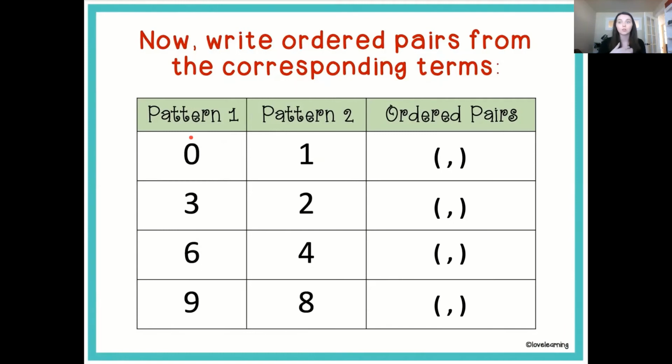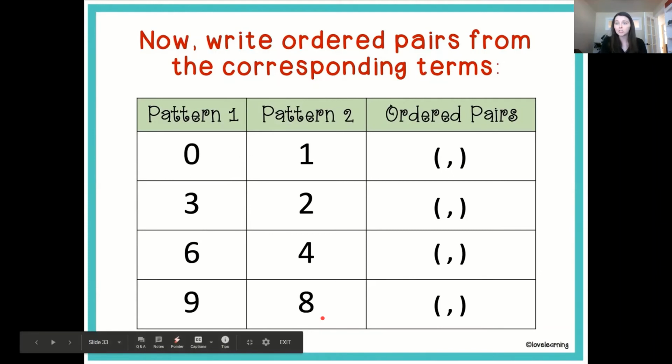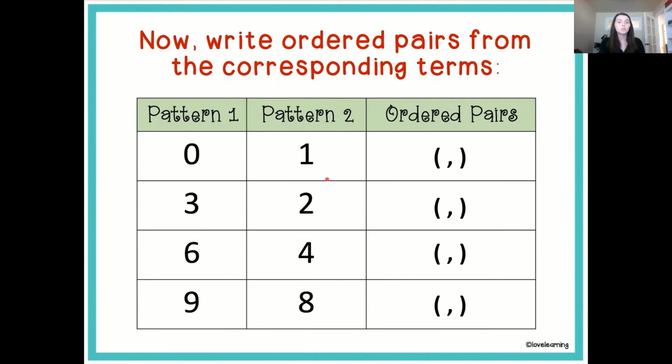Corresponding is like having a conversation or interacting with one another or influencing or having an effect on something or somebody else. So these two numbers, 0 and 1, they influence each other. And 3 and 2 influence each other. 6 and 4, maybe they're having a conversation. And 9 and 8, they're chit-chatting away too. They're corresponding terms. Okay? So we've got 0, 1, 3, 2, 6, 4, and 9, 8 that are corresponding terms.